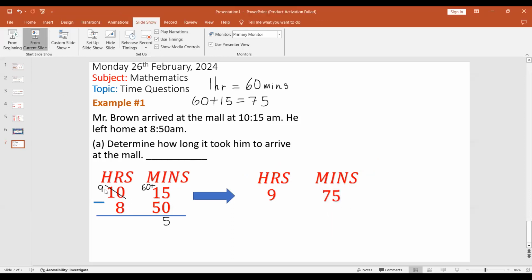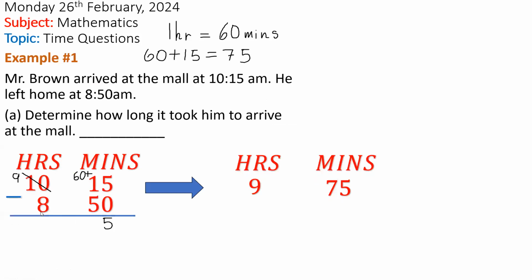The way we got 75 minutes is that we borrowed an hour from the 10, so it becomes a 9. And then we put it on the right-hand side with the minutes. If you take an hour and put it on the minute side, that hour is 60 minutes. So you have to add 60 plus the 15, and that gives us 75 minutes. And so we have 9 hours and 75 minutes.